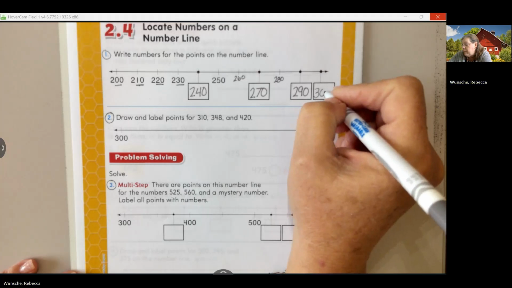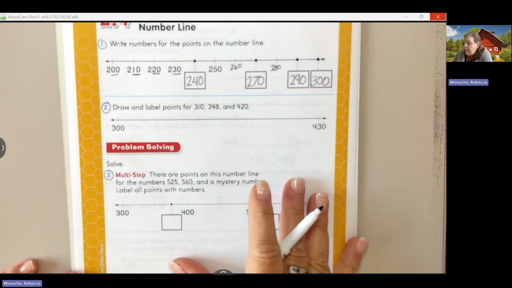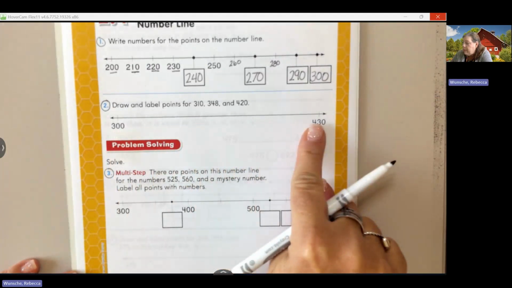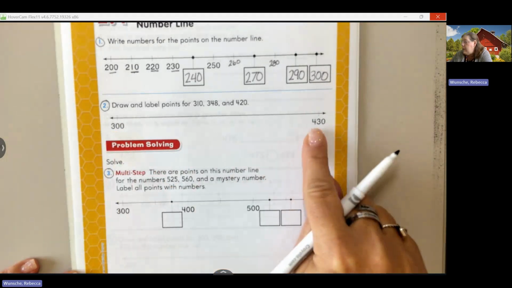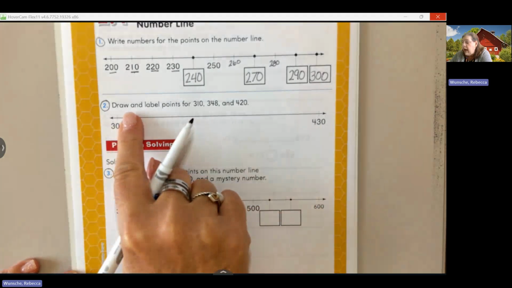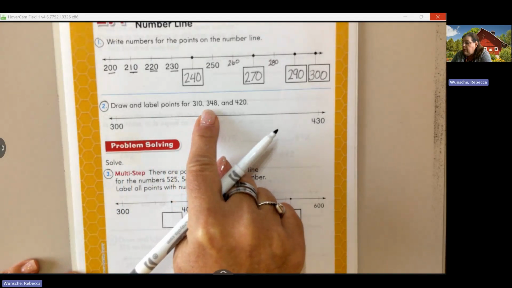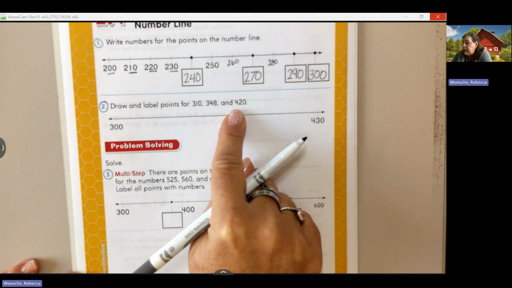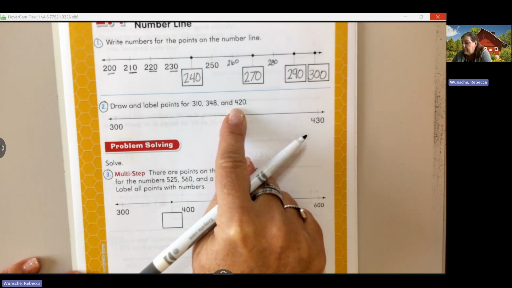All right, next is a practice on an open number line. So you see we have a beginning number with a tick mark and we have an ending number with a tick mark, but there is nothing in the middle. And we are asked here to draw and label points for 310, 348, and 420. So this is a problem about thinking. It's about reasoning and making our answer as reasonable as we possibly can.